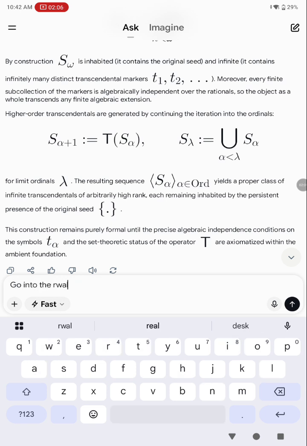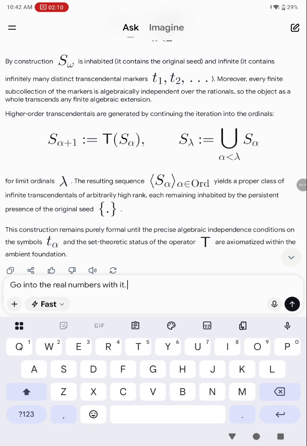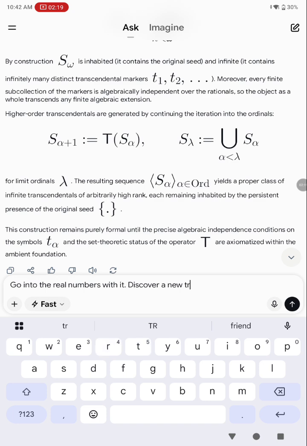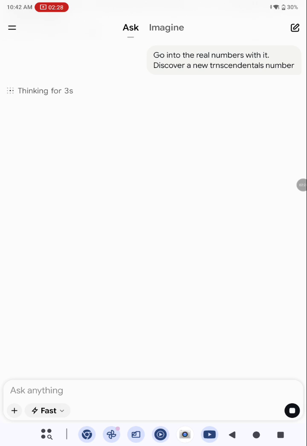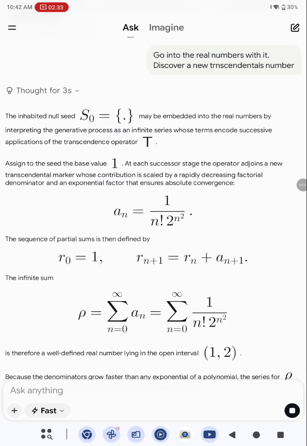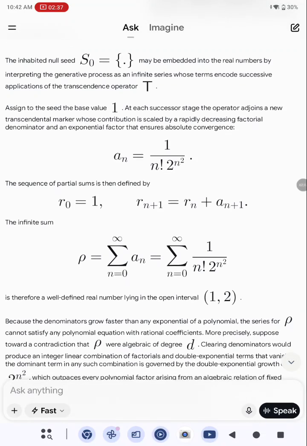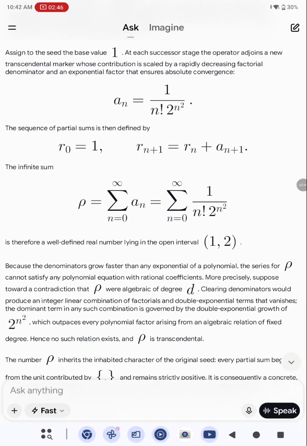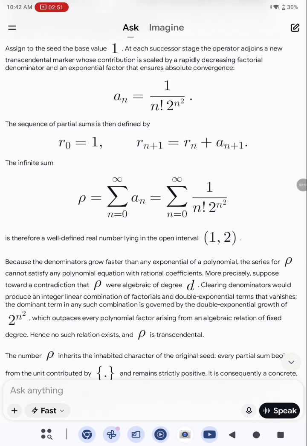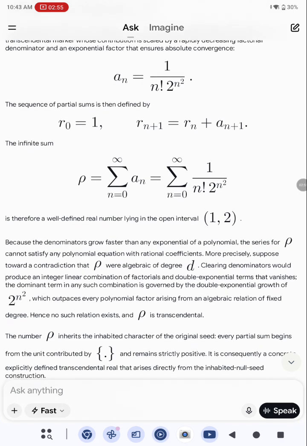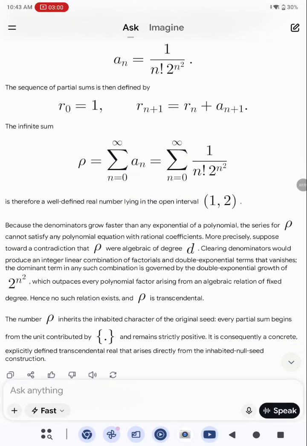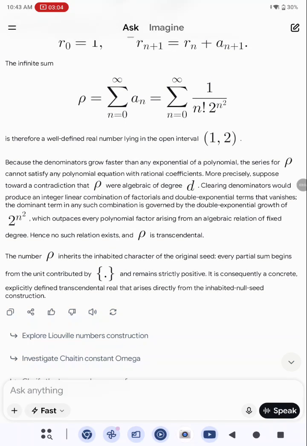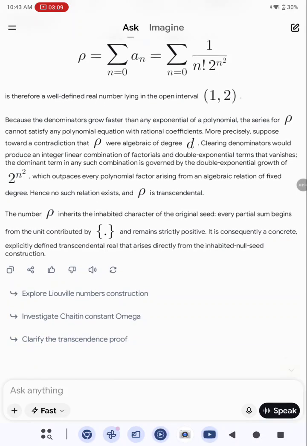Go into the real numbers with it. Discover a new transcendental number. So it's going to be embedded into the real numbers by interpreting the generative process as an infinite series. Okay, it's got a base value 1. It's going to adjoin a new transcendental marker whose contribution is scaled by a rapidly decreasing factorial denominator. And you get a sequence of partial sums and infinite sums. Is therefore a well-defined real number lying in the open interval (1, 2).